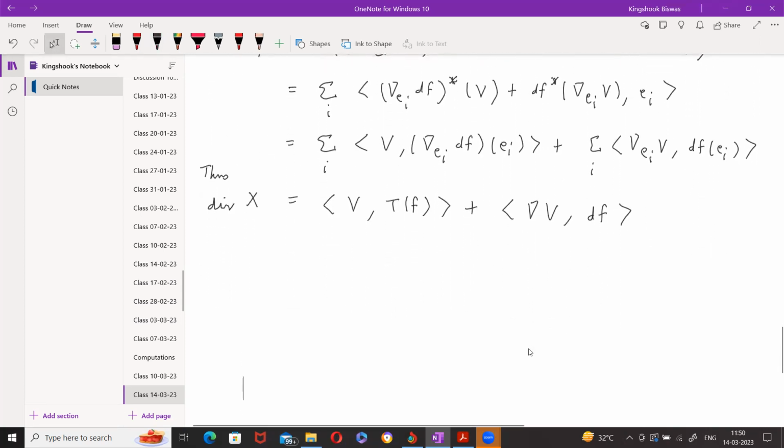I just have one question. Why is the covariant derivative of nabla EI dF star equal to the star of nabla EI dF? We proved that last time. If you look through the notes for last time, we proved it.